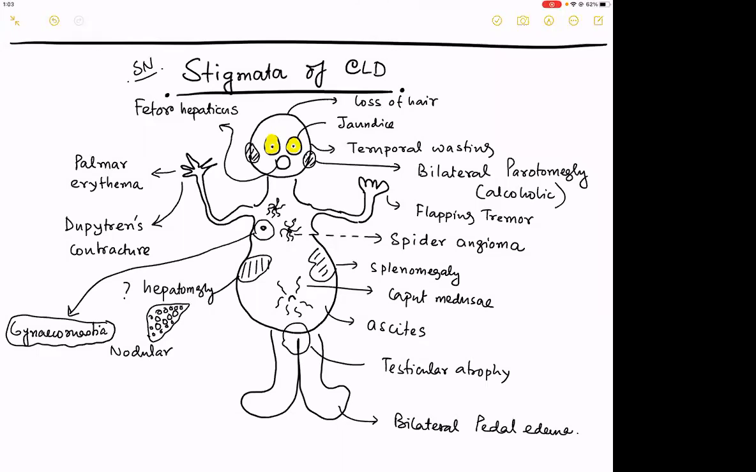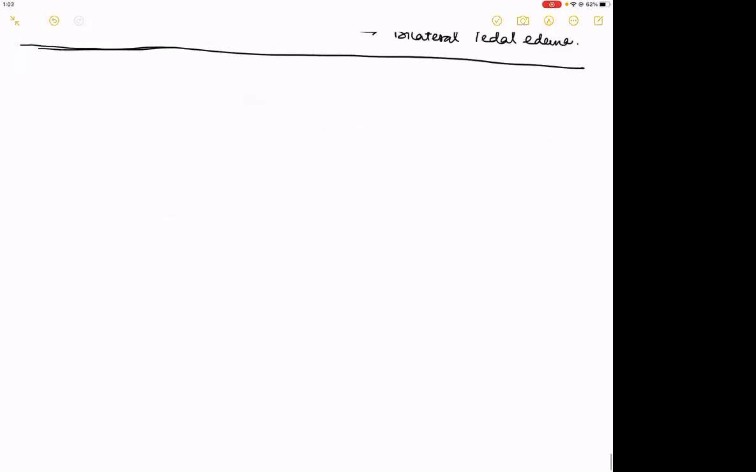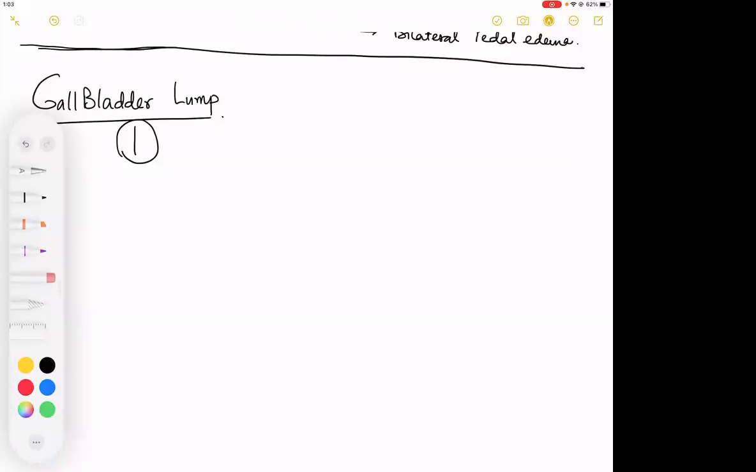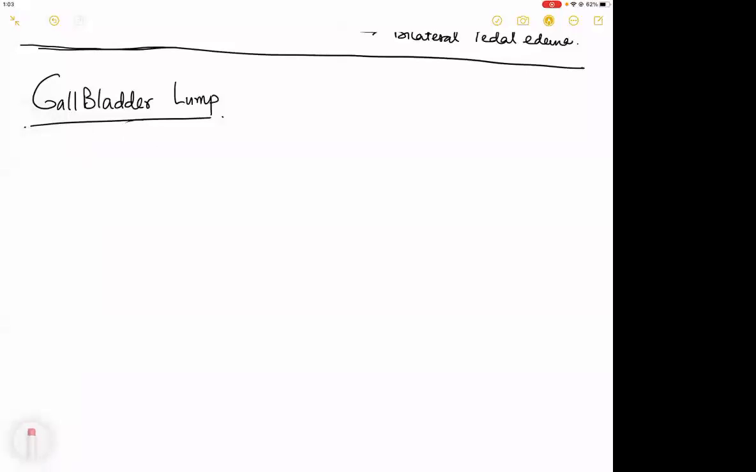Okay, good. So this completes all liver lumps in all forms and all shapes. We now go to the gallbladder lumps. Now, when I talk about a gallbladder lump, what are the common points of all gallbladder lumps, or why did you call this a gallbladder lump?